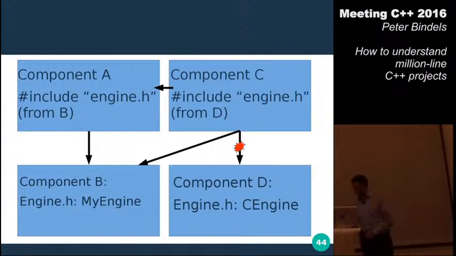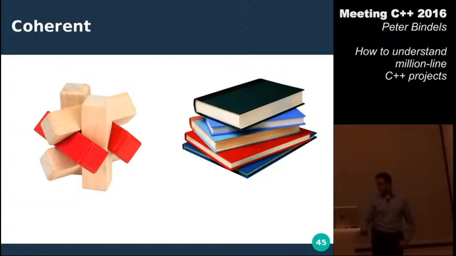You would also like your component to be coherent. This is a fairly difficult subject to grasp initially. If you look at these things, they're both made of parts. And the part on the left, the puzzle, that one is coherent. If I'm using one part of this, I need to use all the other parts. They are interlinked, they work together. If I look at the one on the right, if I'm using one book, I'm probably not needing any of the other books.